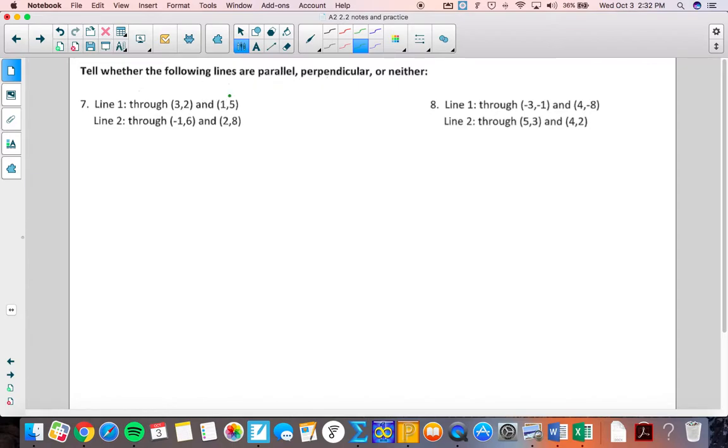Tell whether the lines are parallel. That means the slopes are the same. Perpendicular means opposite reciprocal. So opposite, one's positive, one's negative. And reciprocal, the rises and the runs are switched between the lines. And then neither is not the same nor opposite and reciprocal.